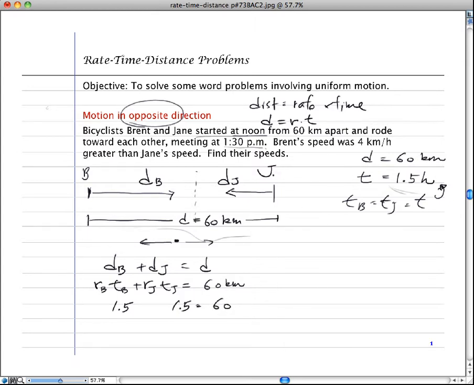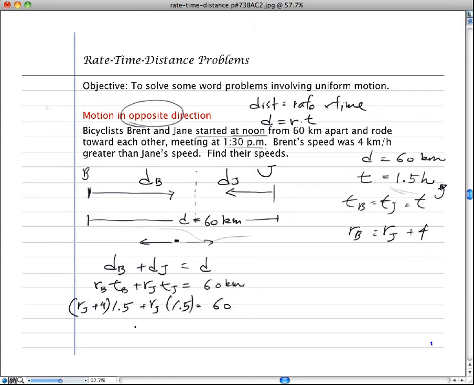Now let's look at their speeds. Brent's speed was 4 kilometers per hour faster than Jane's speed. So what that means is that R sub B is equal to R sub J plus 4. Guess what? I plug it in. So what we have now is one equation with one unknown, and we know how to solve those things.